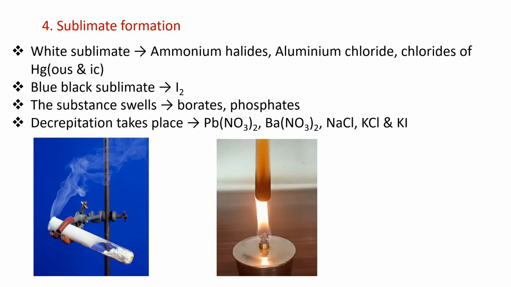Now the fourth is sublimate formation. Sublimate formation is most important in the case of ammonium halides and aluminium chloride. They give this type of white sublimate. Then a blue-black sublimate may be an iodide salt. If the substance swells, if the size increases, forming glassy ball-like things, then it is borax or phosphate.